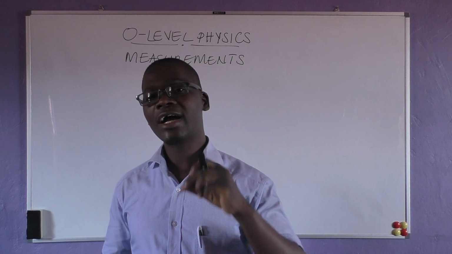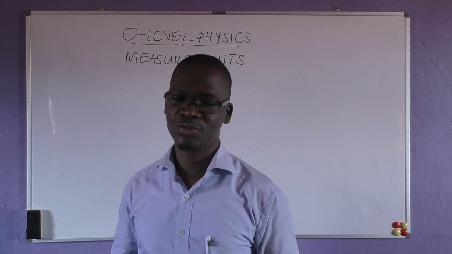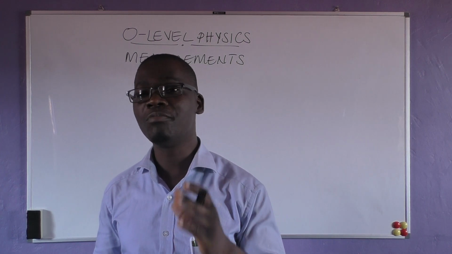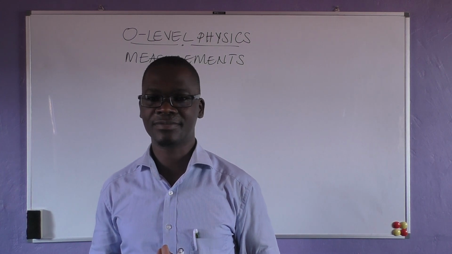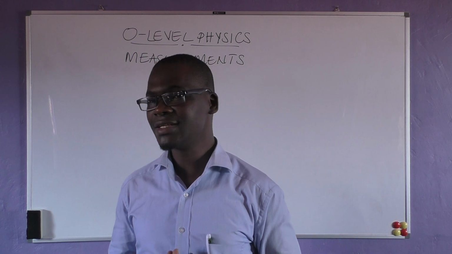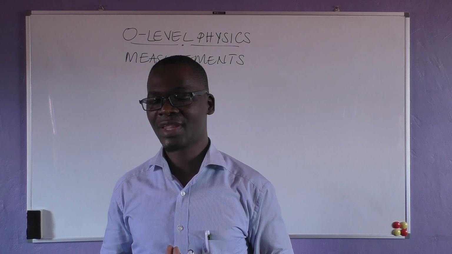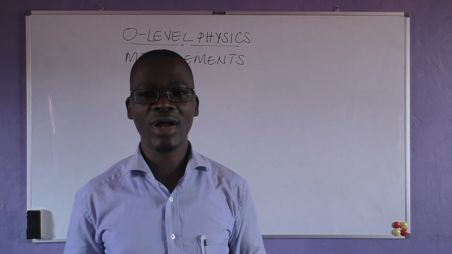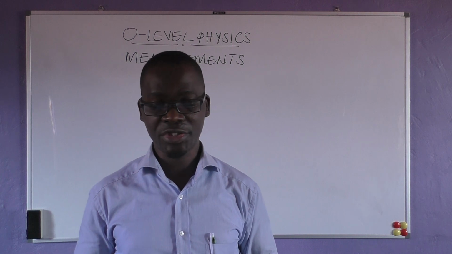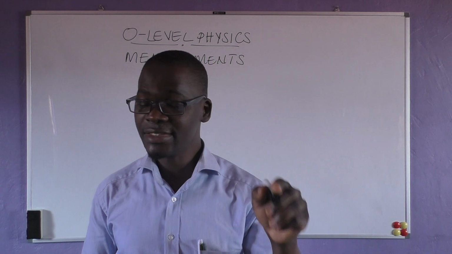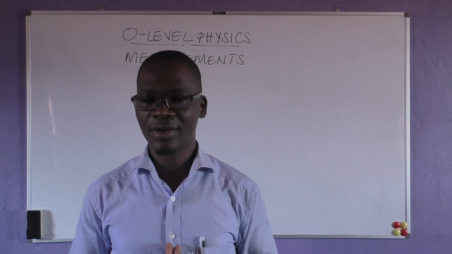Physical quantities are categorized into two. We have what we call fundamental or basic quantities. Then we also have derived quantities. However, we shall go deep into what they are when we reach that point. For now, let us go back to how we can estimate various quantities.